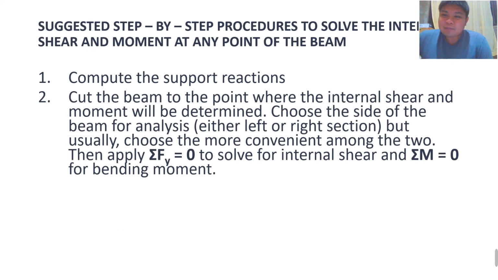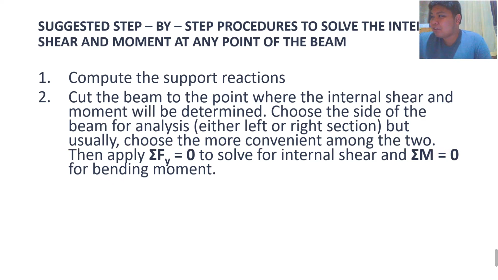So, halimbawa, sa example natin is yung point A. Ikakat mo yung beam natin sa point A mismo. Tapos, choose the side of the beam for analysis. Yung nakalagay nga dito, either the left or right section. Parang method of section sa trusses class, pipiliin mo, but usually, choose the more convenient among the two. Parang nag-method of sections ka lang dito, but this time, hindi na truss yung gagamitin mo, kundi beams.